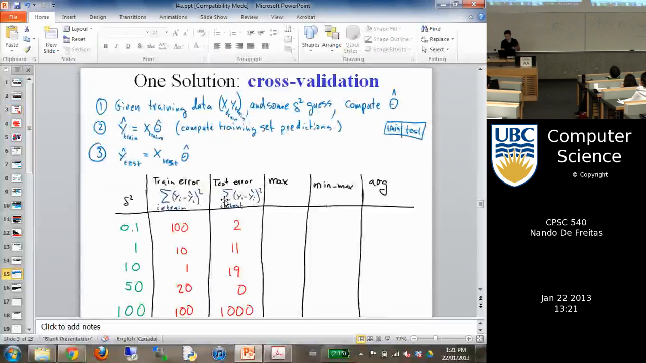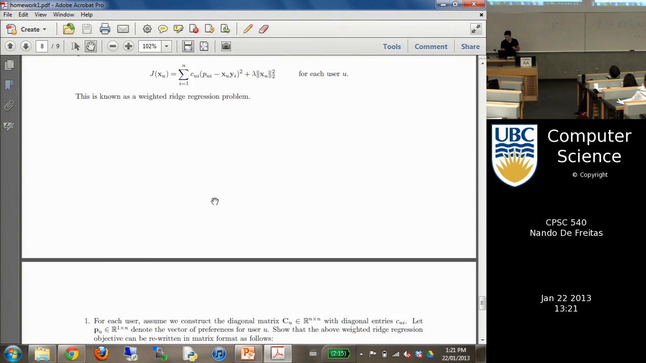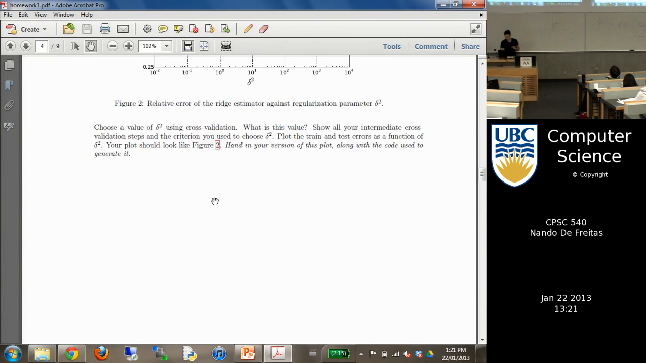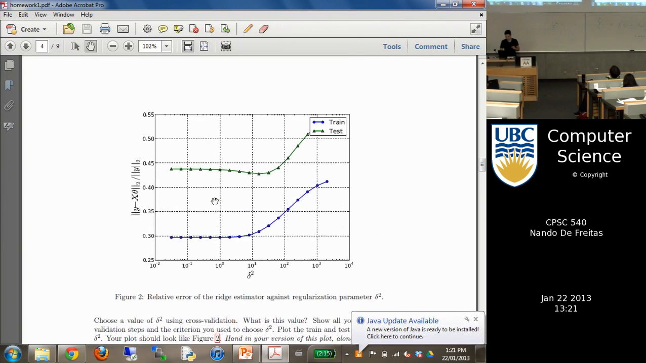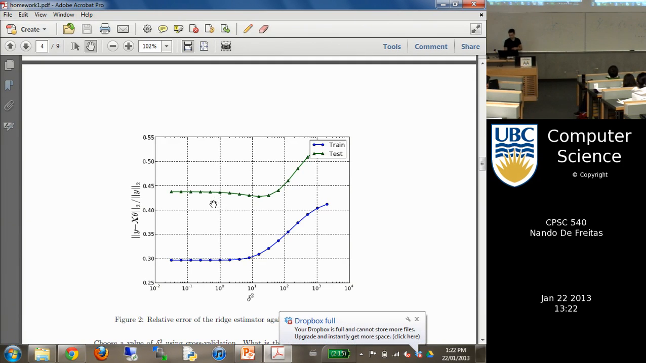Let me show you what you will actually get in your homework. This is the solution for your homework. As you vary delta, by increasing delta, this is the behavior that you will see. When delta is zero, you fit the data well. And that's because, essentially, if you don't put regularization, this is easier to see in the nonlinear case.